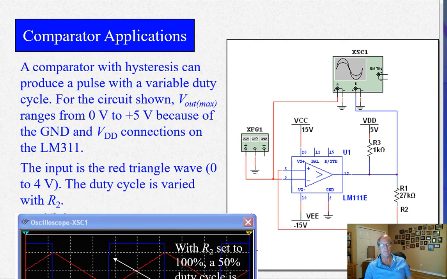Input is a red triangle wave here. This is a Multisim example. 0 to 4 volts. Duty cycle is varied with R2. The spot at which the switch happens is going to cause the square wave to switch, or to occur, at different points along the triangle wave. So I said sine wave, they're using a triangle wave. They both work the same way. Triangle wave is a little more linear, of course. So typically you'd use that for PWM, pulse width modulation. But either one, triangle wave or sine wave, will result in a square wave on the output. Just understand that.